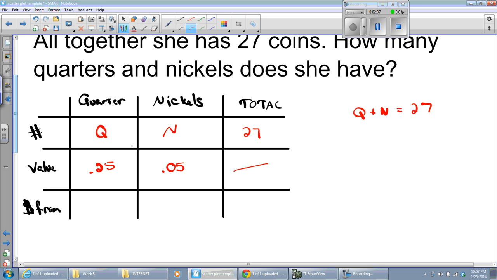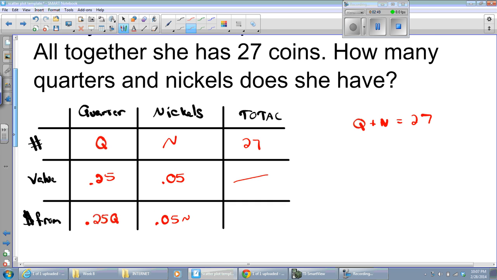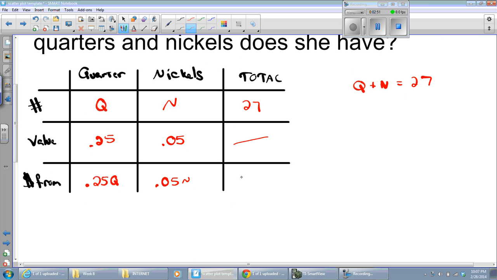Now I still multiply down like I did for the first two columns, 0.25Q, and then I have 0.05N, and that needs to equal the total money. And what was it? $3.75. I don't multiply it because I already have the total money. It's given to me. So my second equation is 0.25Q plus 0.05N equals $3.75. So now I'm going to go ahead and do some substitution.